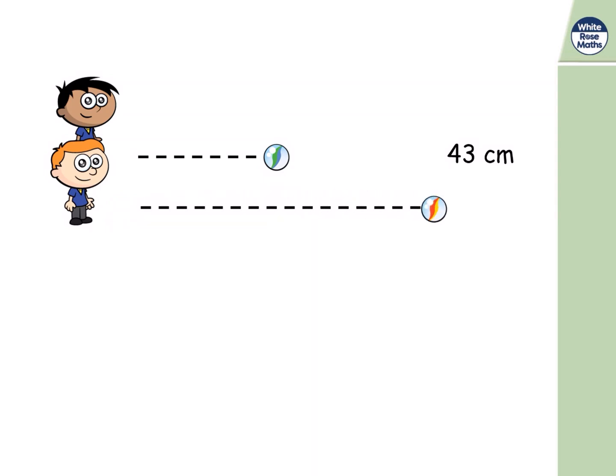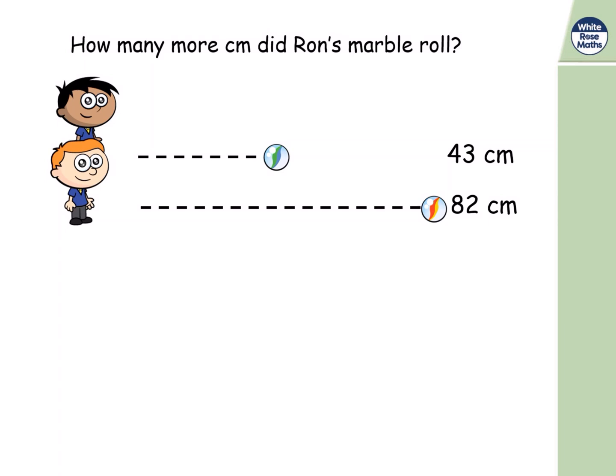Amir and Ron are playing with marbles. Amir rolls his first and measures how far it's gone. Have you got a marble? Could you roll it and measure how far yours has gone? Amir's has gone 43 centimetres. Now it's Ron's turn. He rolls his. Wow, Ron, what a roll! 82 centimetres. Brilliant. I'd like to know how many more centimetres did Ron's marble roll than Amir's?